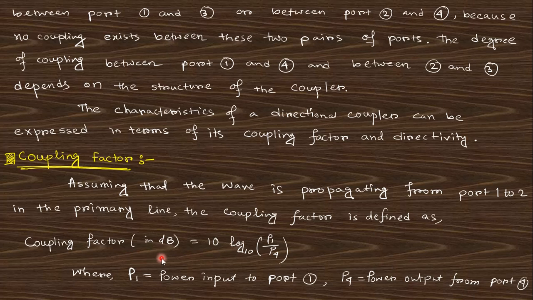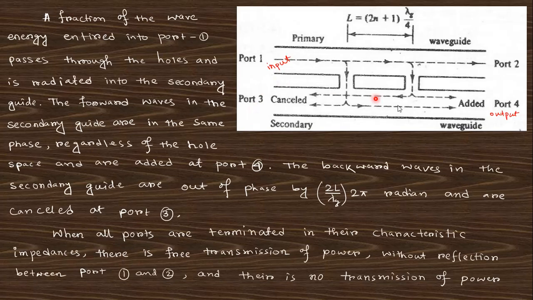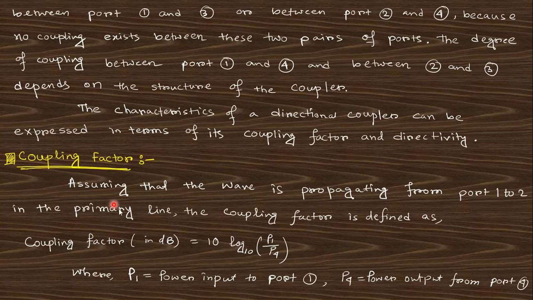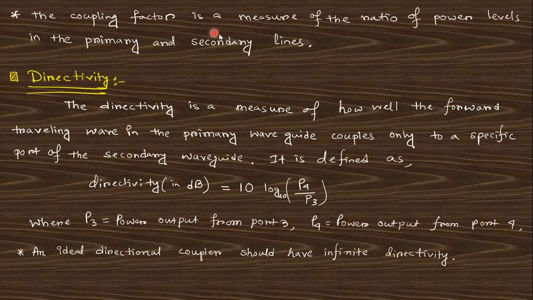This is the coupling factor. That means how much power is transmitted using this coupling can be calculated using this parameter, the coupling factor. Mathematically it is 10 log 10 of P1 by P2, and the coupling factor is measured in dB, decibel units. The coupling factor is a measure of the ratio of the power level of the primary and secondary line.